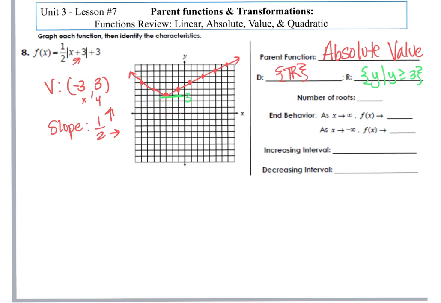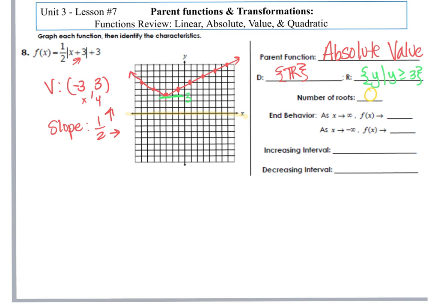Number of roots. It's kind of a trick question. Here's my x-axis. I'm riding along it. Because my vertex was above the x-axis and my arrows are ending up, I never cross the x-axis. So on this one, we say we have 0 roots. That can happen, like I just did.